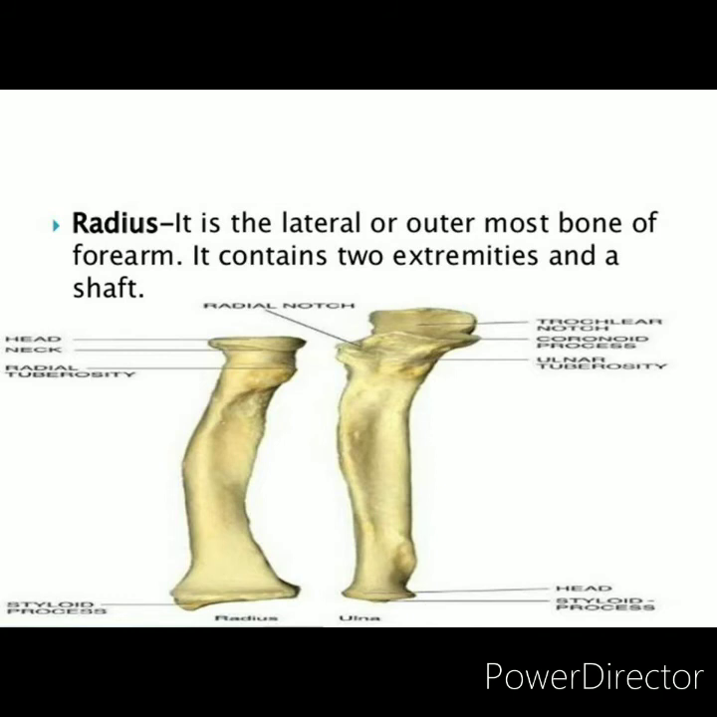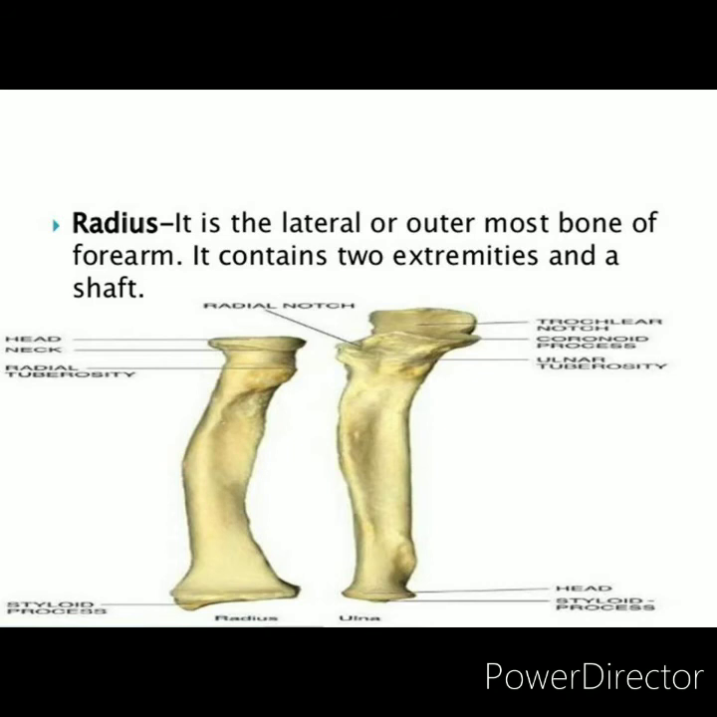And this is the clear picture of the radius. It is the lateral and outermost bone of the forearm. The radius bone supports the lateral side, that is the thumb side of our forearm, and it is thicker than the ulna. And the ulna bone supports the medial side, that is the little finger side.